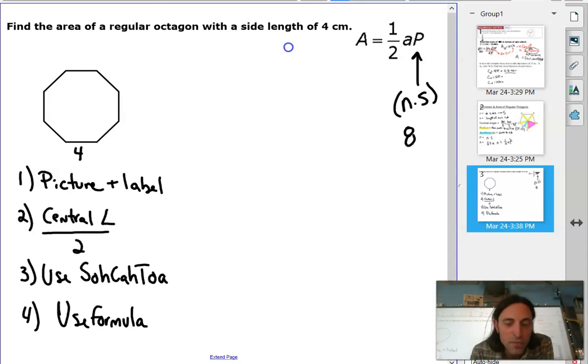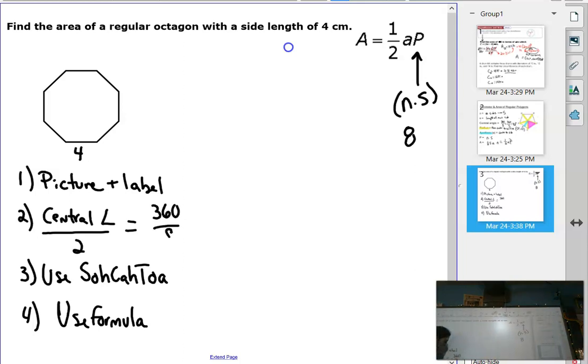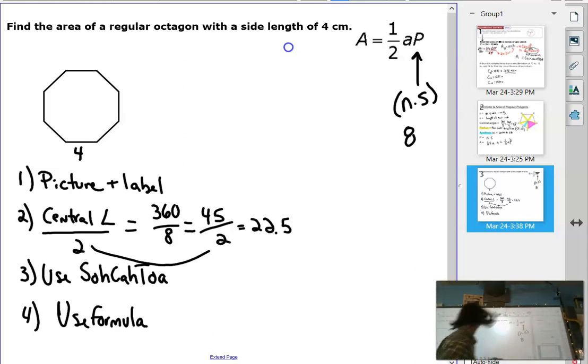Okay, very good. Number 2, find the central angle. All right, well, the central angle is 360 divided by 8. Now I've included the next step in it as well. It says take the central angle and divide it by 2, and I'll show you why. So 360 divided by 8 is 45, and then I'm going to divide by 2, and that's 22.5. Here's what I'm going to do. I'm going to draw that triangle right here. So this angle is 45.